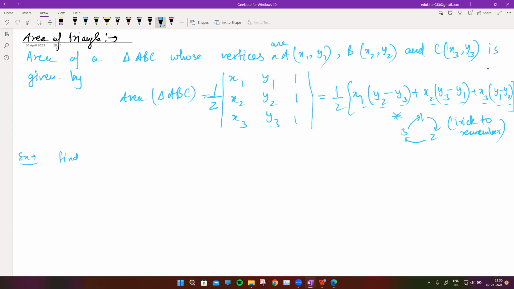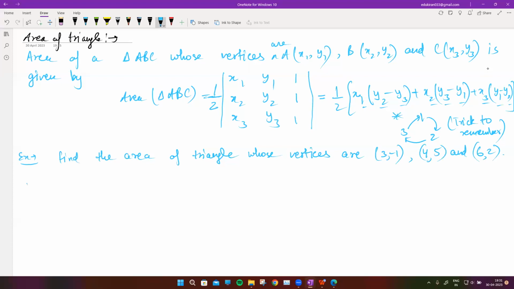Find the area of a triangle. And we will also understand what the applications of this are. So this is a basic question based directly on the given formula. Find the area of the triangle whose vertices are 3, minus 1, 4, 5, and 6, 2.